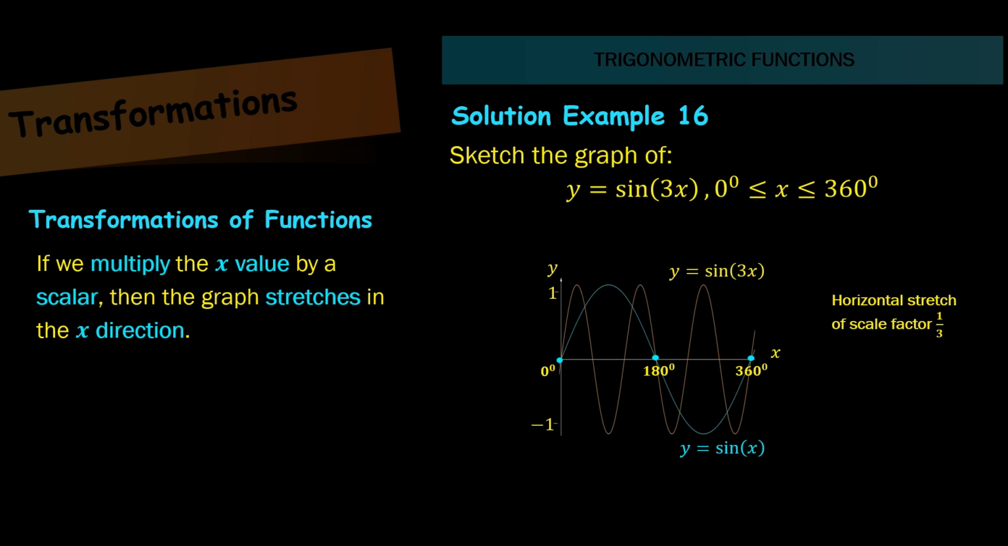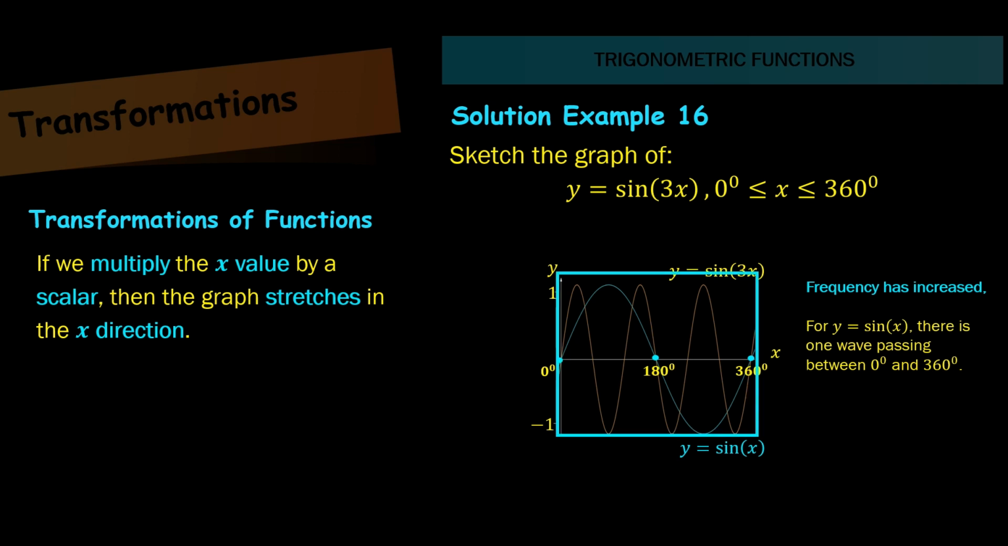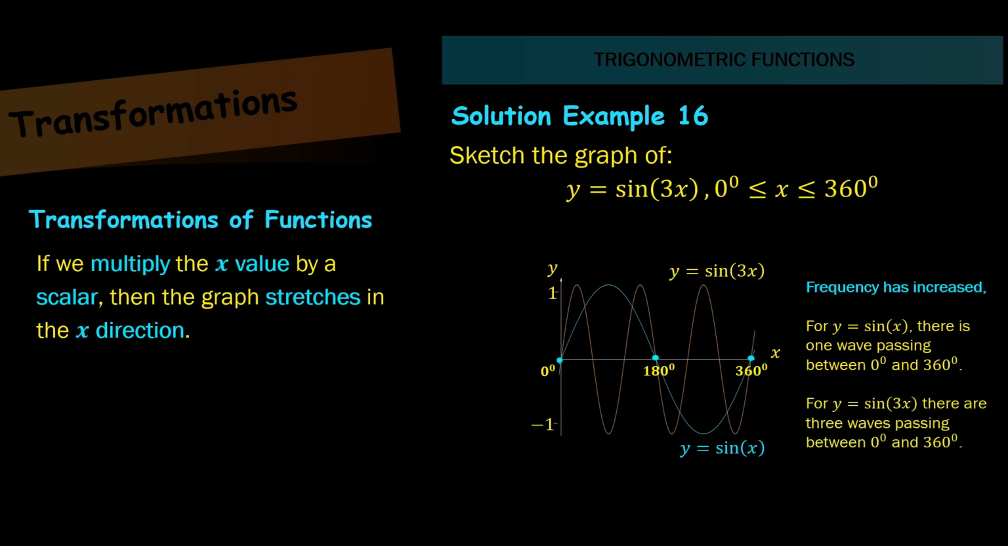In this example, amplitude remains the same. However, the frequency has increased. Notice that for the curve y equals sin x, there is one wave passing between 0 degrees and 360 degrees. However, for y equals sin 3x, there are 3 waves passing between 0 and 360 degrees.